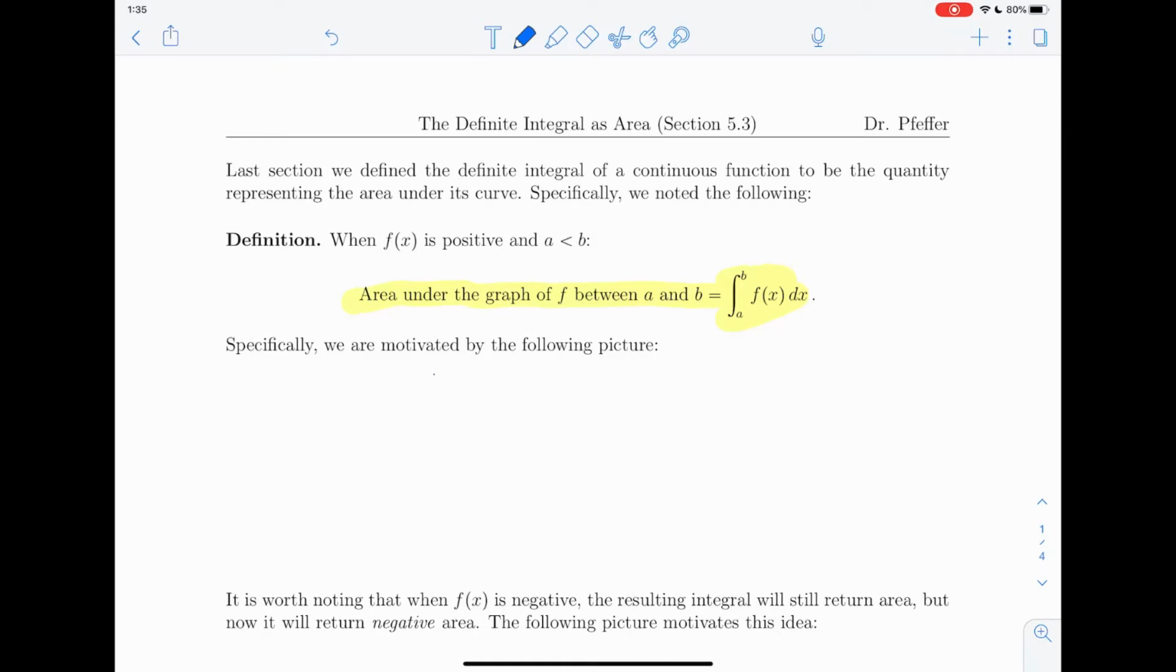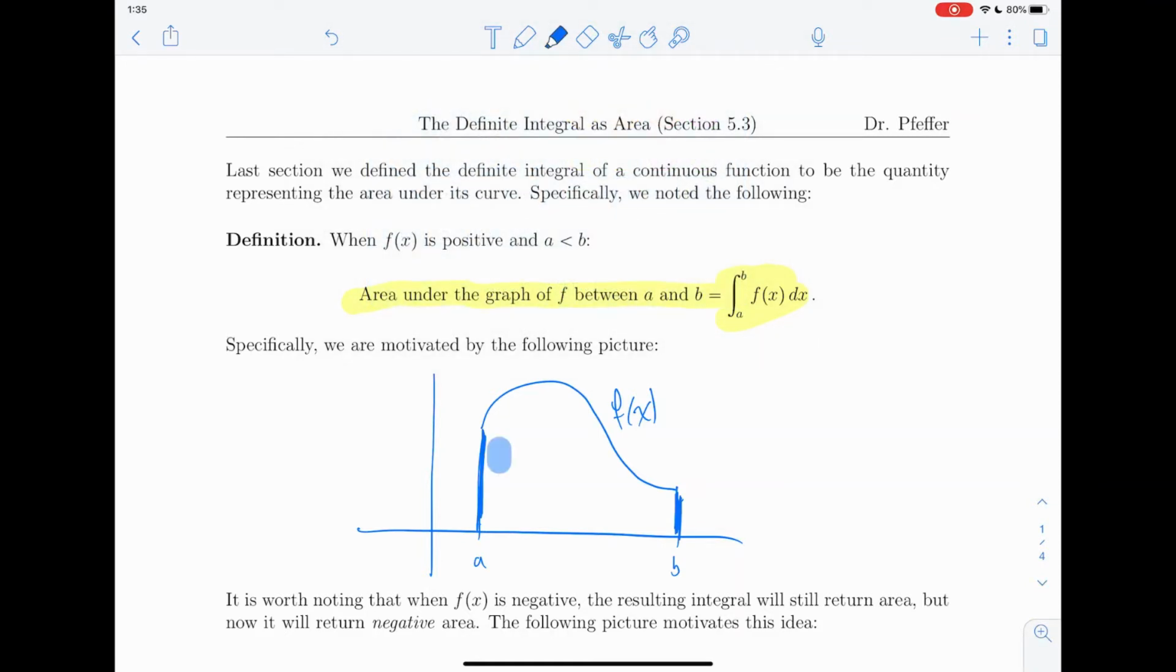Specifically, we kept drawing pictures that looked like this. Here's an a, here's a b, and there's our function f of x. And then we were drawing a left and a rightmost boundary, and attempting to figure out what the area is underneath the curve right here. This is essentially what we've been doing for a while. And we said here that the area was exactly equal to this definite integral from a to b.